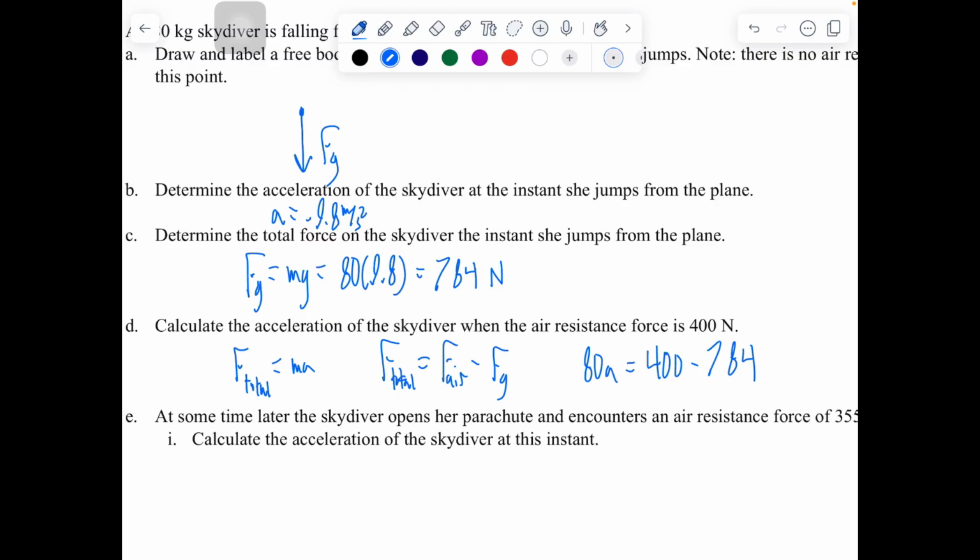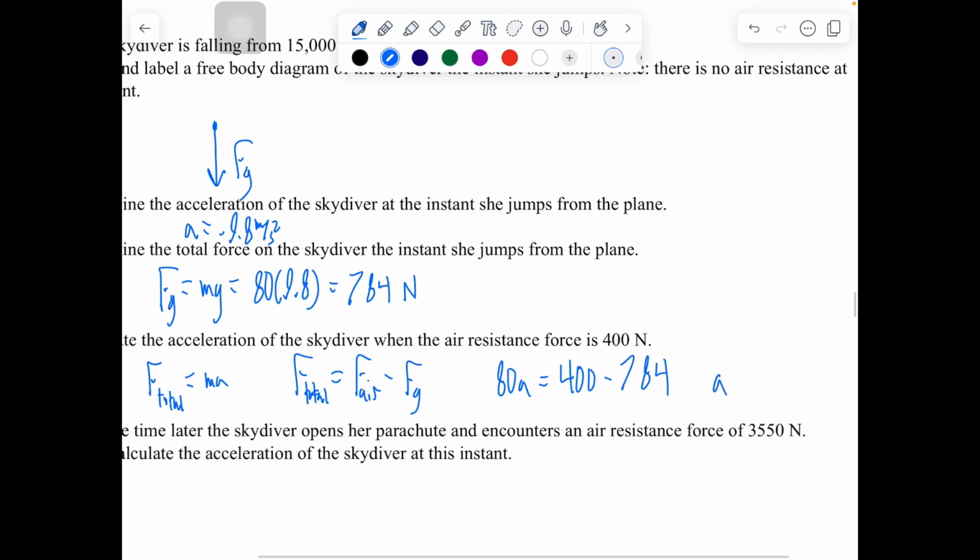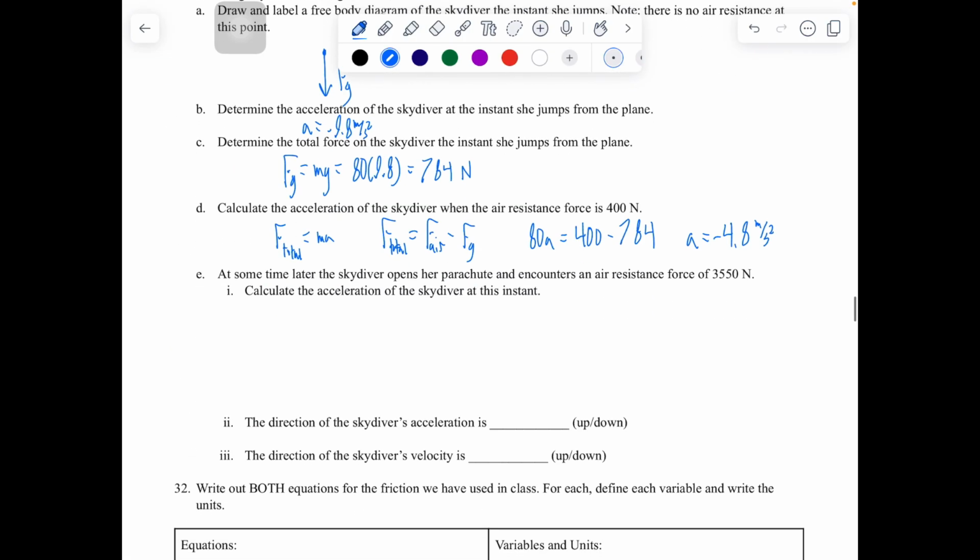400 minus 784, divided by our 80, and we find the acceleration is negative 4.8 meters per second squared. That, of course, means it is downward. Sometime later, we would encounter, with a parachute, an air resistance force of 3,550 newtons. Calculate the acceleration of the skydiver at this instant.